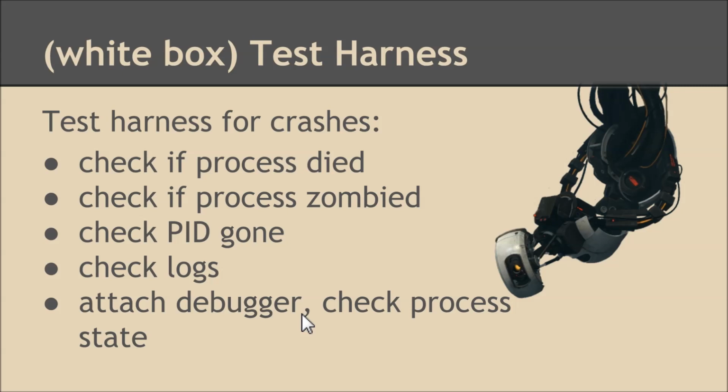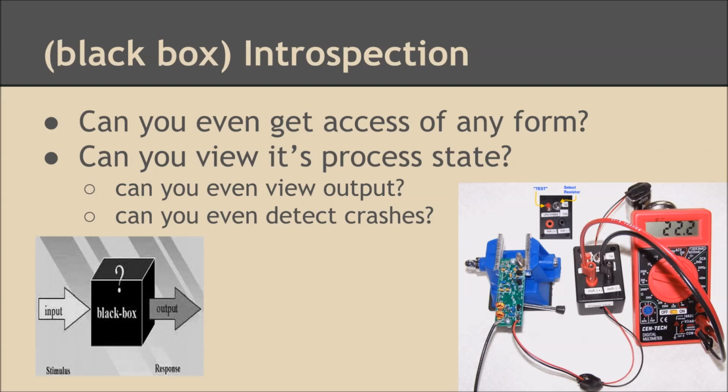So what if you can't get any introspection of any form? This word introspection is the ability to inspect the target state to see whether or not it's crashed or is engaging in exceptional behavior that we're trying to cause through fuzzing.